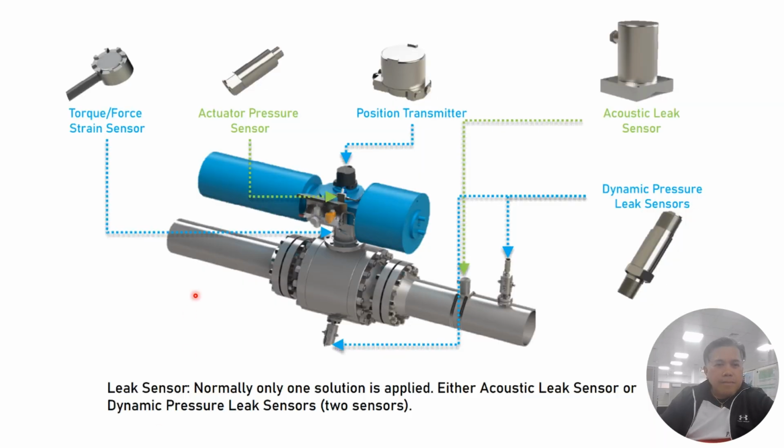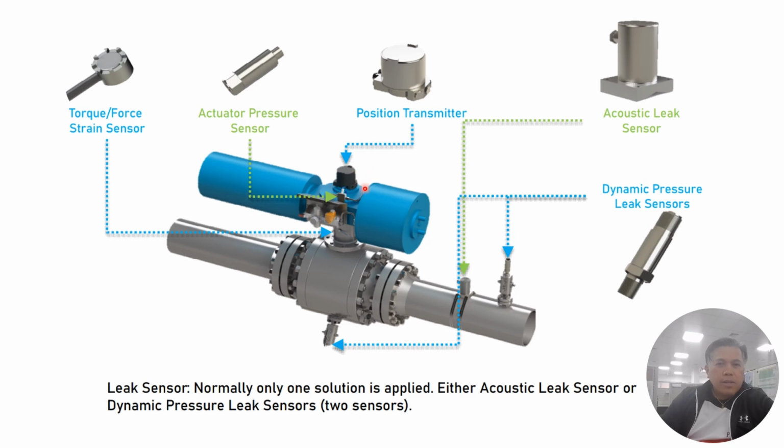Now you can see here, this is an example of an ESD. Normally, one of the solutions applied is either an acoustic leak sensor or a dynamic pressure leak sensor. This is coming from the vendor. Here you can see the torque force strain sensor. In this area you can see the sensor, and you also have the actuator pressure sensor in this area. The positioner transmitter is located here.